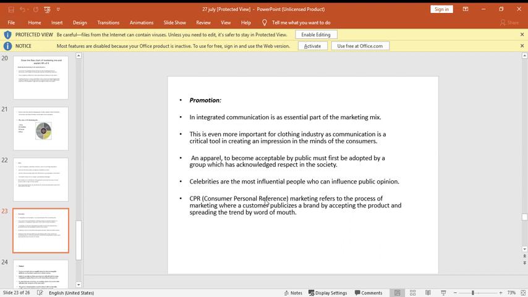CPR, that is customer personal reference. Marketing refers to the process of marketing where a customer promotes a brand by accepting the product and spreading the trend by word of mouth.